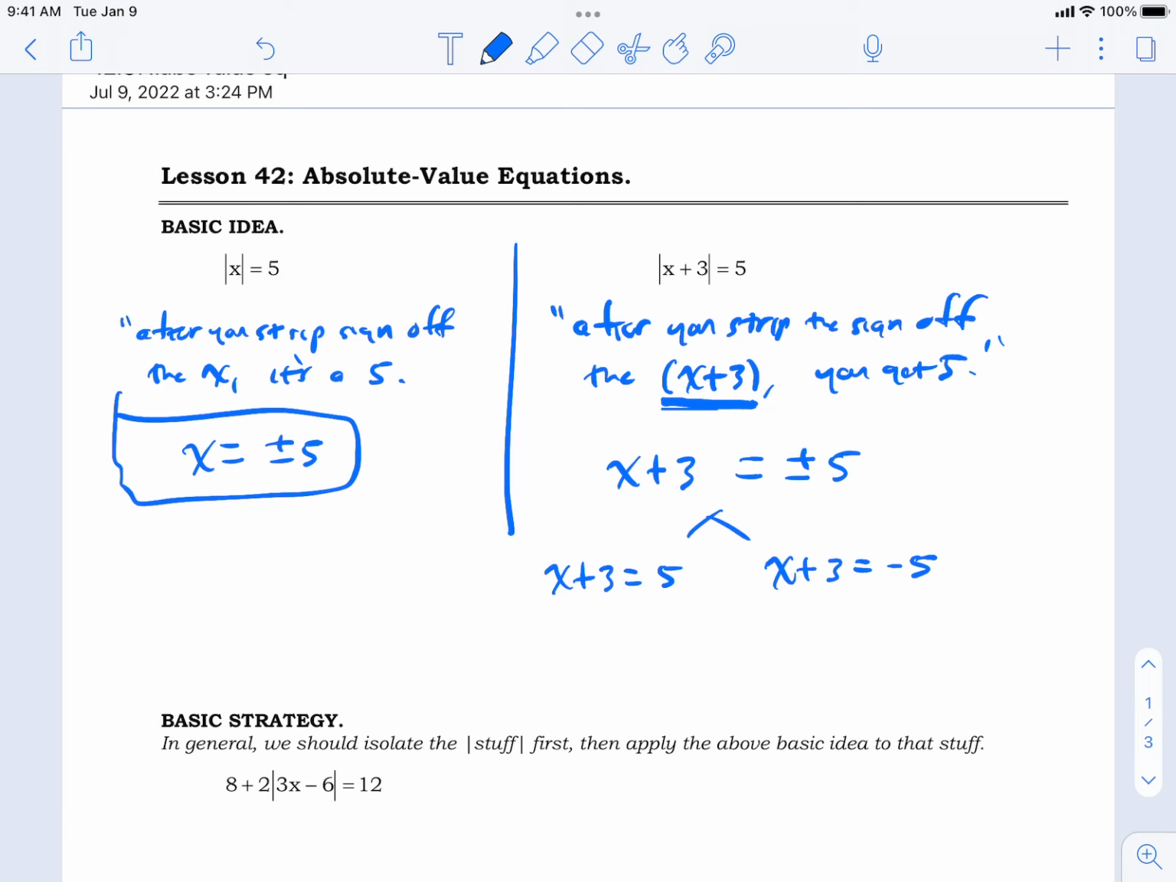And you solve these up real quick, subtract 3 on both sides. That's telling us x could be 2. This is telling us x could be a negative 8. And if you check those, you should find that it really will work.